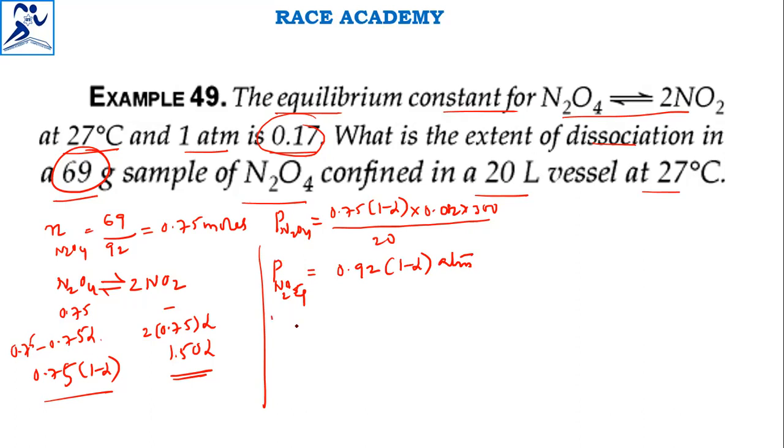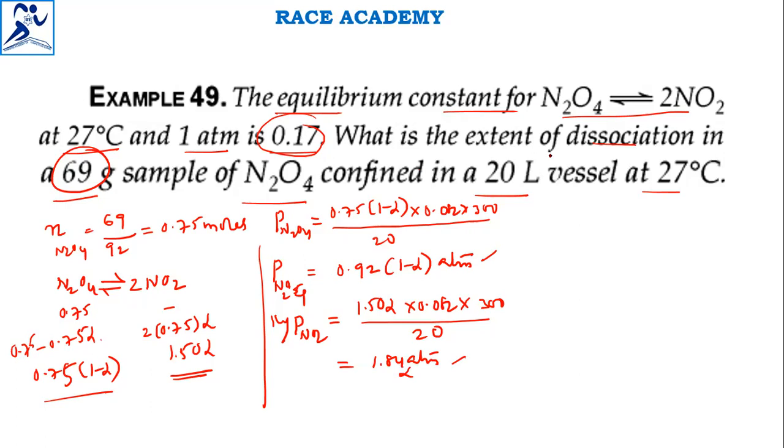Similarly, if you find the pressure of NO2 using the same method, the number of moles of NO2 is 1.5 alpha, into 0.082 into 300 Kelvin divided by 20. It will become equal to 1.84 alpha atmospheres. So we got the partial pressures of NO2 and N2O4.